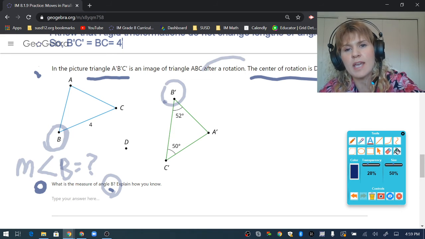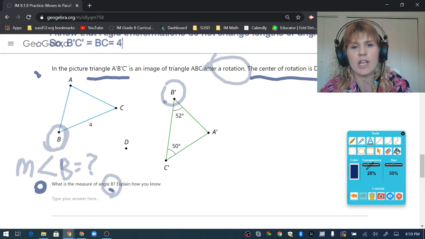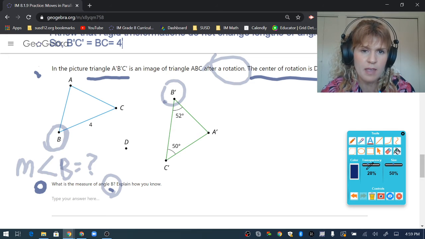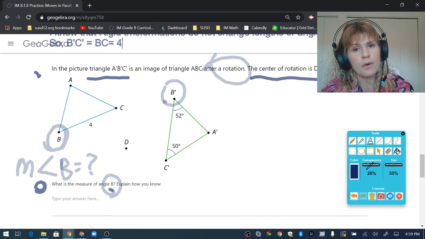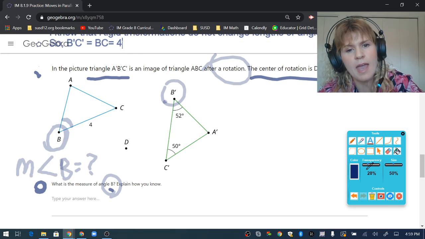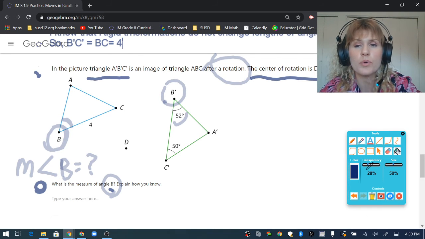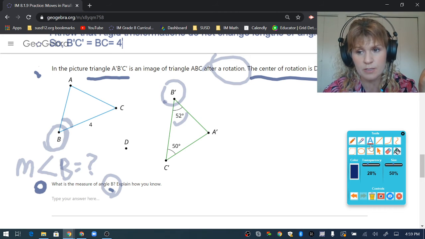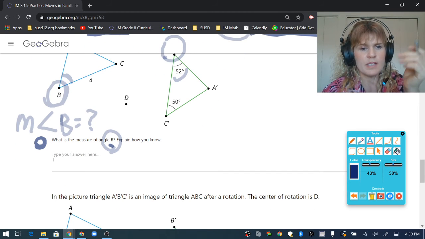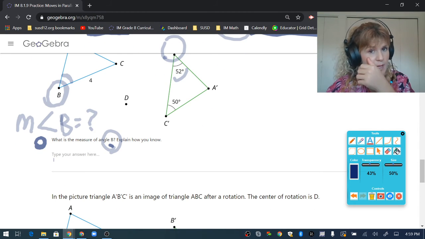Well, a rotation does not change the measurements of the angles. This is a rigid transformation, so corresponding parts stay the same. Angle B and angle B prime are corresponding angles. They have the same measurement after a rigid transformation. Okay, let me type in my answer.